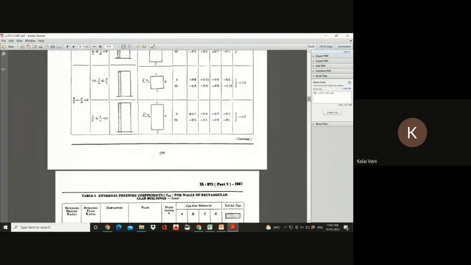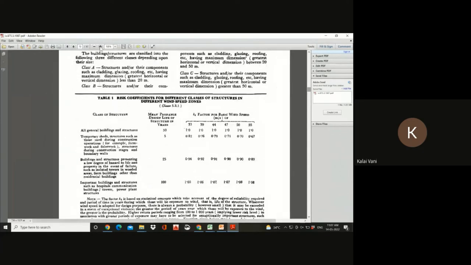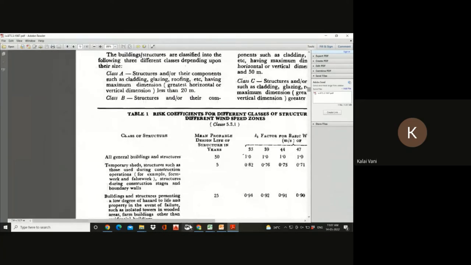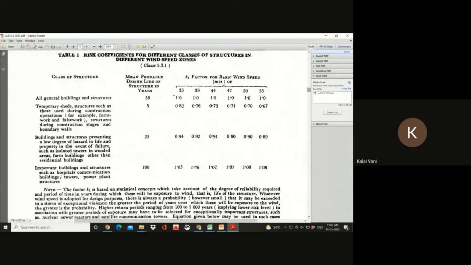Hope everyone has your code book. Even if not now, you can refer to it later. So here's your table 1, the risk coefficient. This is your risk coefficient factor for different classes of your building. So we have the basic wind speed of 47, right?